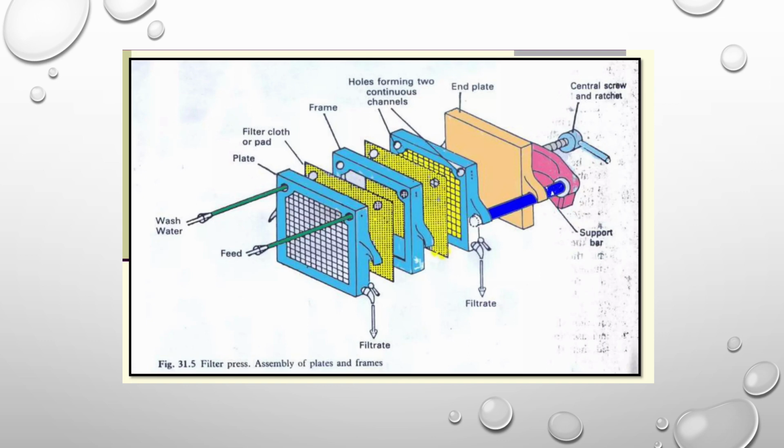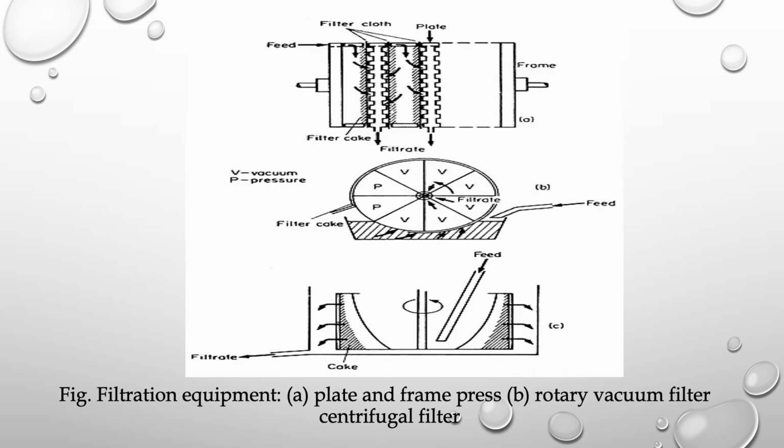All the plates are held together tightly, and the feed material is passed between the plates and frames. You can see the feed enters here and spreads over the filter cloth, and the filtrate is collected at the bottom. The solid material sticks to the filter cloth, and after a particular period of time the filter cloth is removed and cleared, and the equipment is washed with wash water. This picture shows the plate and frame setup first, then the rotary vacuum setup, and this is the centrifugal filter.